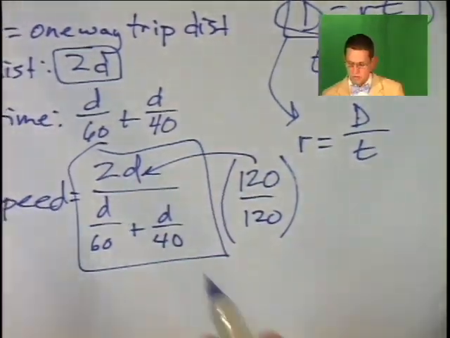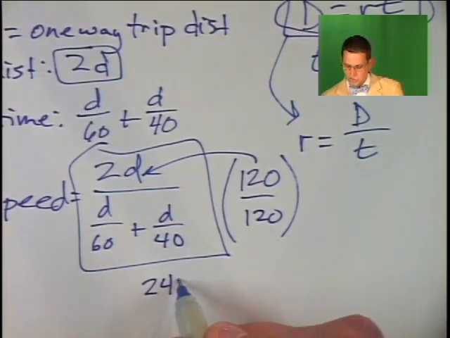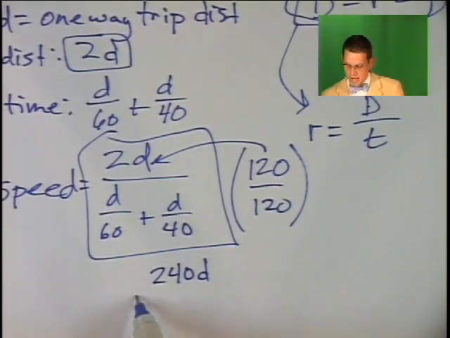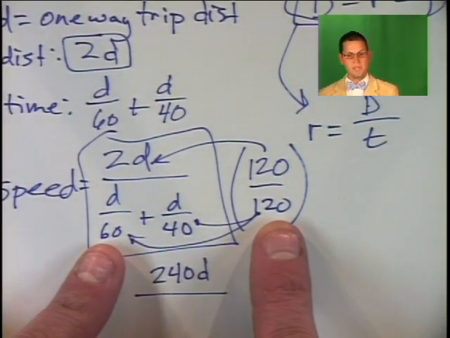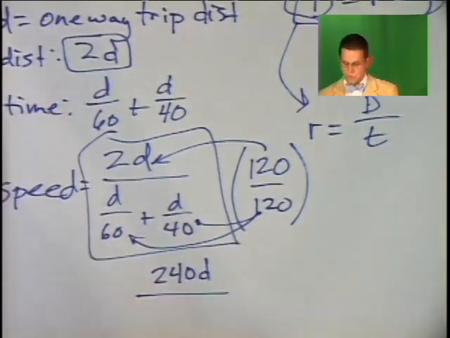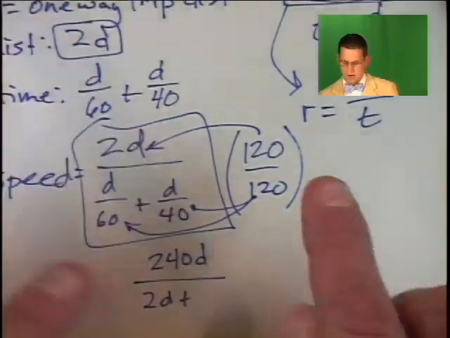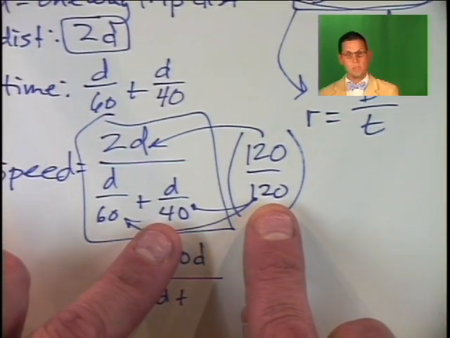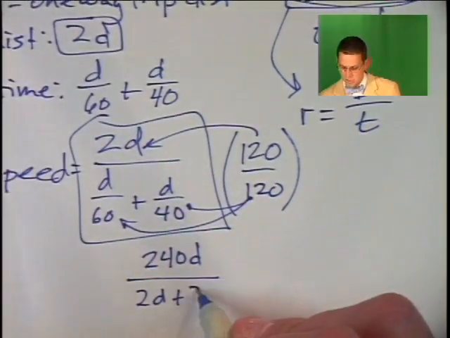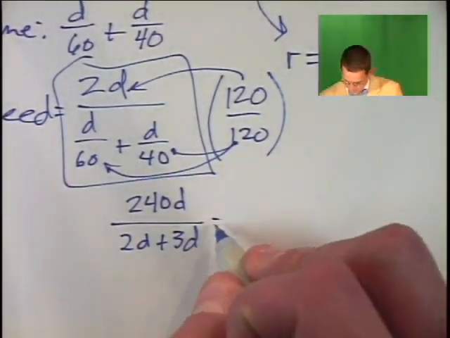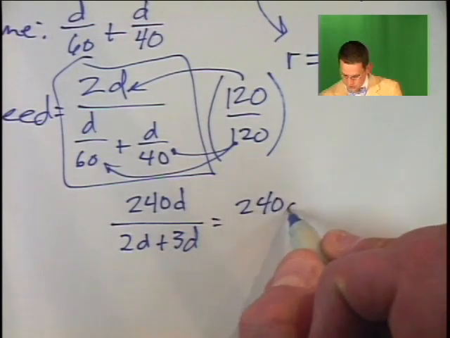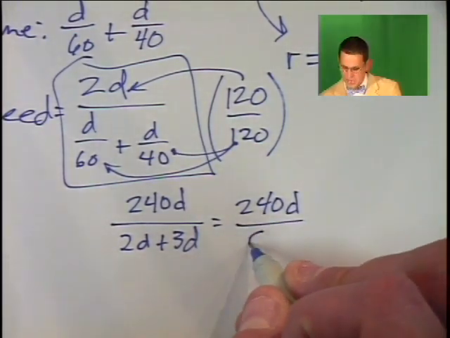If I distribute in the numerator, I get 120 times 2, which is 240 times little d. And in the denominator, when I distribute, look what happens. I have 120 divided by 60, which is 2, so it's 2 times d. And I have 120 divided by 40, which is 3, times d is 3d. Ooh, you got your glasses on at home? Well, if I combine, I get 240d divided by 5d.